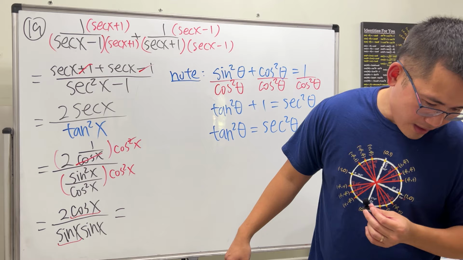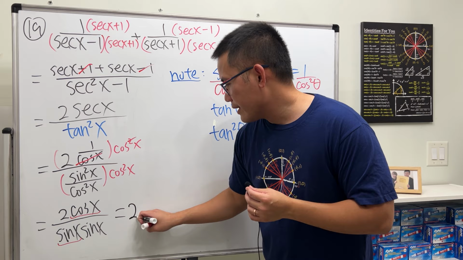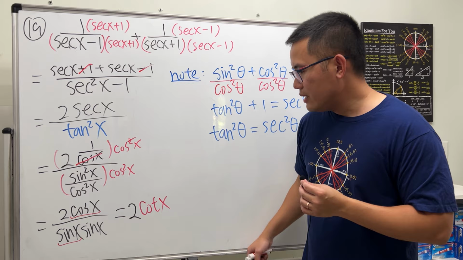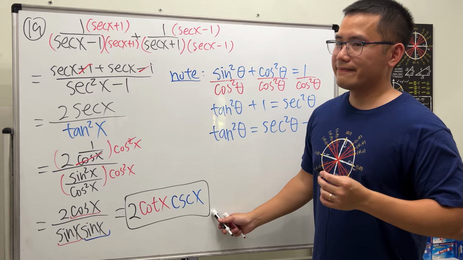So I'm just going to underline this and that, so you know what I mean. So 2 is 2. This over that is cotangent x. And lastly, we have this sine x on the bottom, so we can write it as cosecant x. That said, we are done. That's number 19.